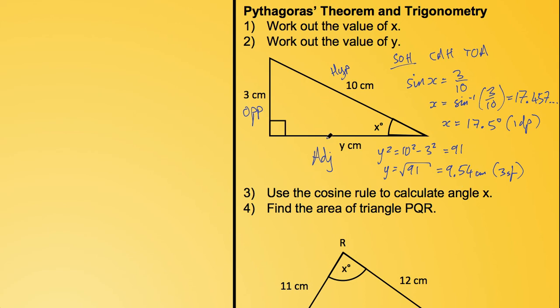The other way to work out y would be to use again your angle of 17.5 degrees and either cosine or tan and the sides that are on the other sides of the triangle. But either way, we should end up with this length of 9.54 centimeters for y.